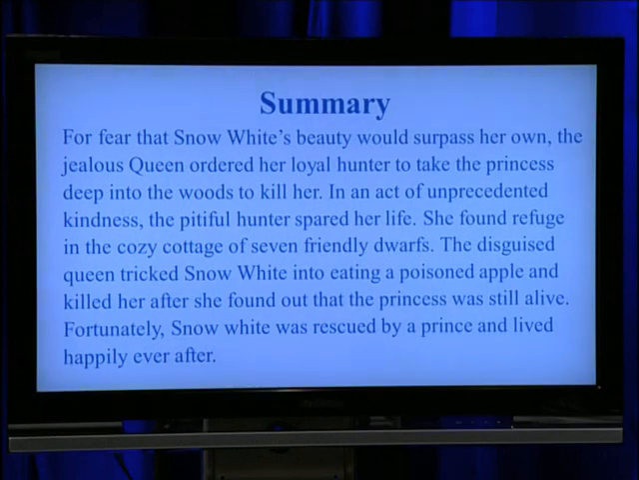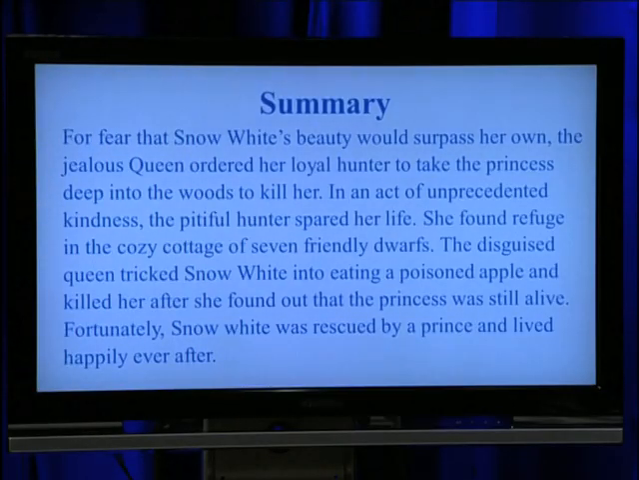Now, this summary is written using the elements that we have just looked at. When you write a summary, please try to write in your own words. Don't copy the words from the story and try to write it beautifully. For fear that Snow White's beauty would surpass her own, the jealous queen ordered her loyal hunter to take the princess deep into the woods to kill her. In an act of unprecedented kindness, the pitiful hunter spared her life. She found refuge in the cozy cottage of 7 friendly dwarfs. The disguised queen tricked Snow White into eating a poisoned apple and killed her after she found out that the princess was still alive. Fortunately, Snow White was rescued by a prince and lived happily ever after.